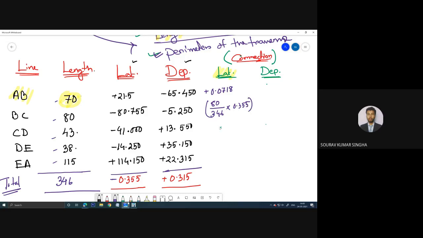Similar. Is it understood? Yes, sir. Okay, Vedantika, each and every one is very simple. Here the value is how much? 43. So 43 by 346 into 0.355, and each and every value will be positive. Similarly, this one, calculate one by one, how much is it coming? Very simple.